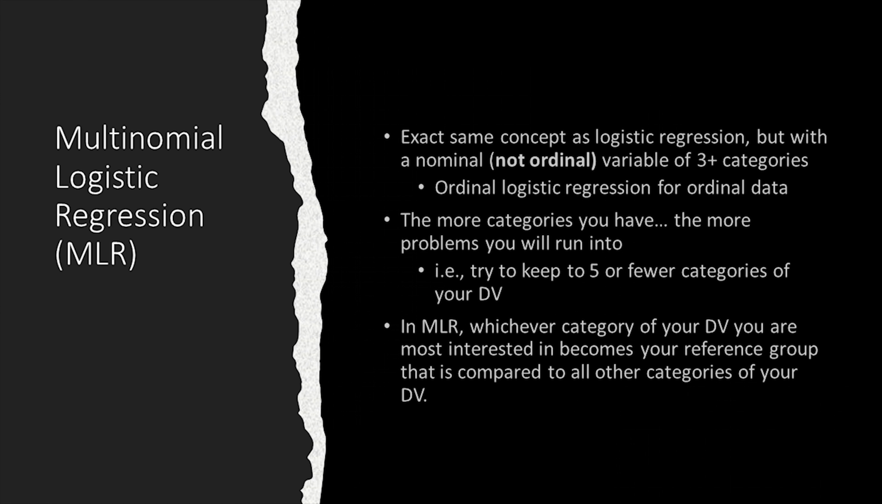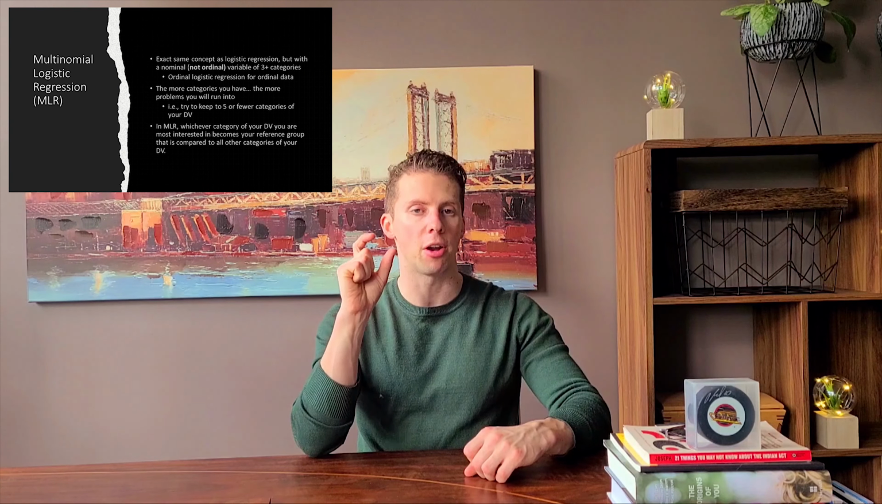Alright, so for part 2 of this video, we're going to be focusing on multinomial logistic regression analysis. And it's basically taking the exact same concepts as logistic regression, but now we're using a nominal variable. So very clear, not an ordinal level variable. It has to be a categorical variable with 3 or more categories that cannot be rank ordered. We have a separate analysis called ordinal logistic regression that is designed for ordinal level data.